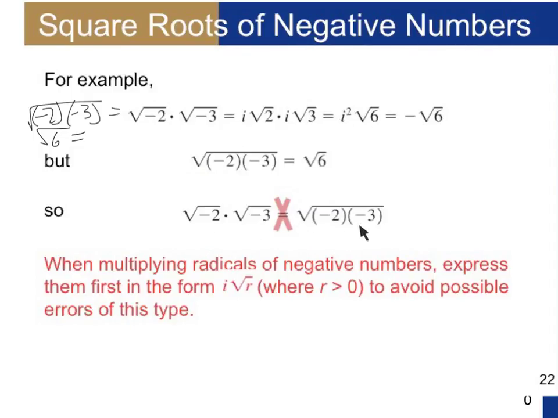Okay, so this is not true. We cannot break those out separately, and here's where the problem is, right here. We cannot break those out separately because we have two negatives, so we have to be careful with that. We can't break these out separately when we have two negatives.